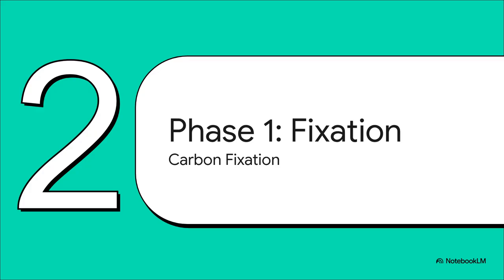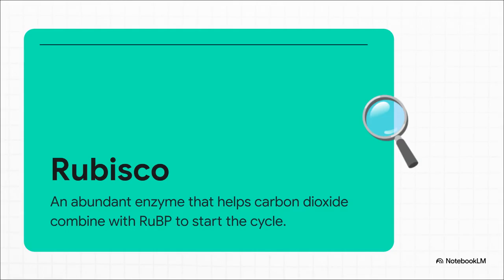Okay, Section 2, Phase 1, Carbon fixation. For Phase 1 to even kick off, carbon dioxide from the atmosphere has to enter the leaf through tiny pores called stomata. Once inside the stroma, that carbon dioxide needs to combine with a 5-carbon molecule called RuBP. But it can't just do this on its own. It needs help. And that brings us to a really remarkable enzyme called Rubisco.